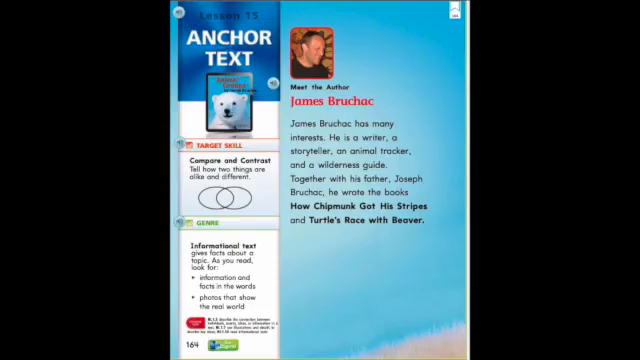All right, so let's take a look at our story. Remember, these stories are called our anchor text. This story is written by James, I want to say Brucock, maybe? It's probably the correct way to pronounce his name. James Brucock has many interests. He's a writer, a storyteller, an animal tracker, and a wilderness guide. That means he works a lot in nature with animals and trying to get through deep jungles or deep forests. Together with his father, Joseph Bruchac, he wrote the books How Chipmunk Got His Stripes and Turtles Race with Beaver.